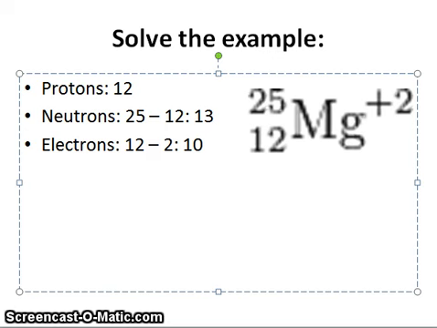So the numbers will be 12 protons, which we get from the atomic number, 30 neutrons, which we can obtain from the atomic mass by subtracting from it the number of protons, and finally the net charge will tell us information about the number of electrons that we have in the atom.